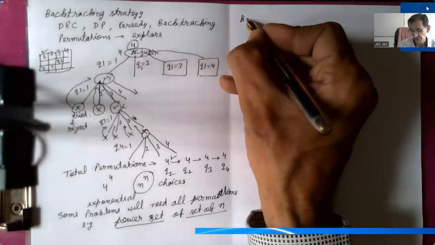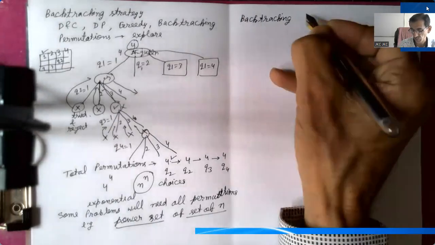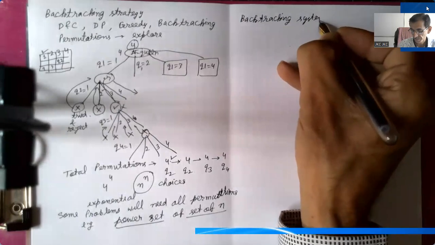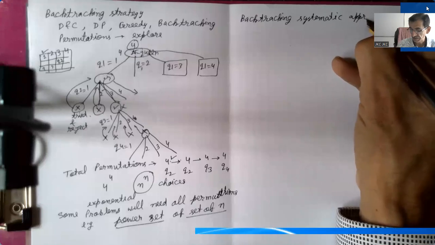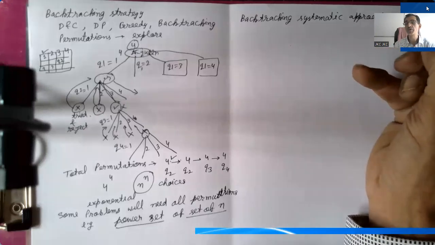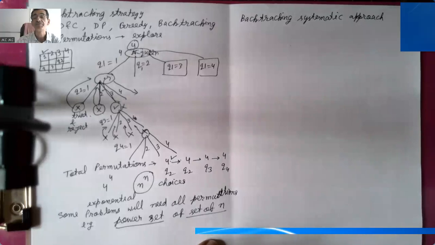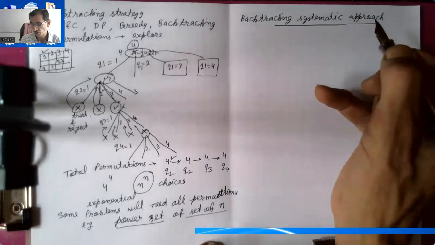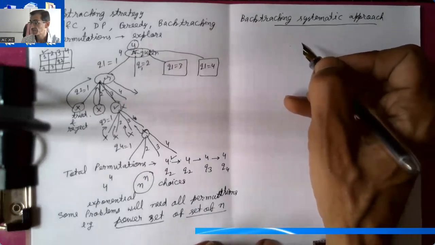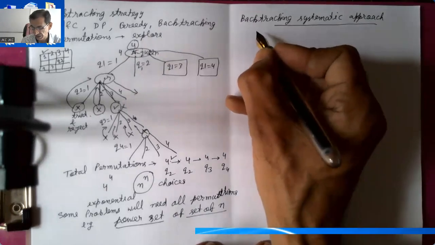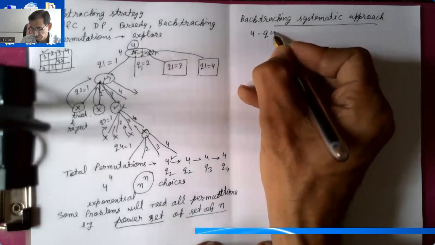So the backtracking method is effectively a systematic approach, systematic in a way that we need not explore every permutation if we are not going towards the right answer. If in between I find that the answer is not going to be achieved on this permutation, we will reject that.